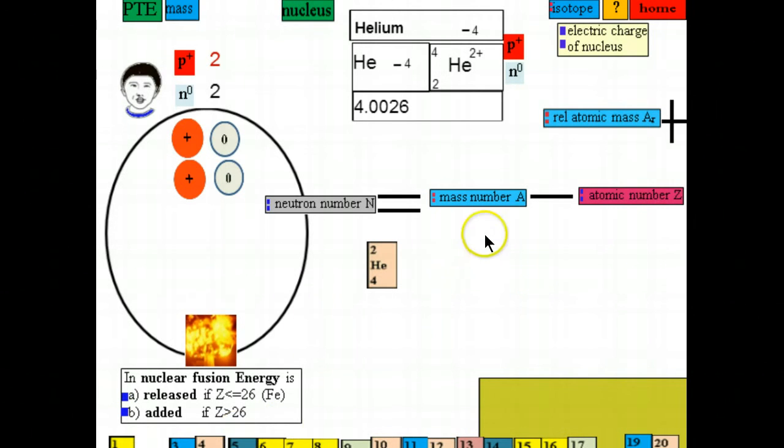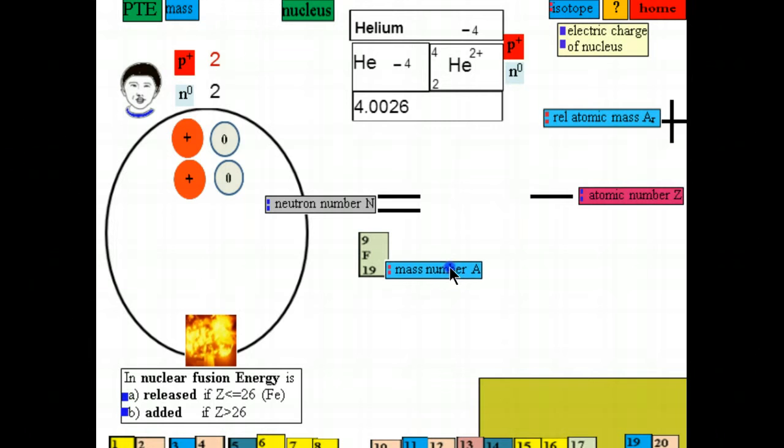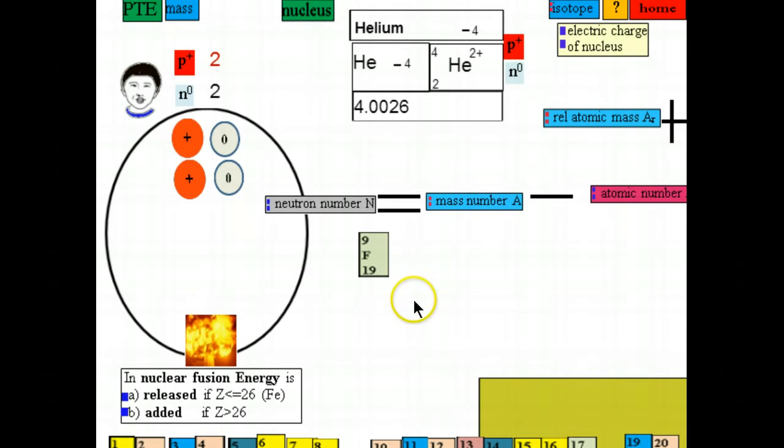For helium-4, the mass number is 4, the atomic number is 2, as you can see here, so the neutron number N is also 2. Let's take number 9, fluorine. The mass number is 19, the atomic number Z is 9. So 19 minus 9 is 10. So the neutron number N is 10.